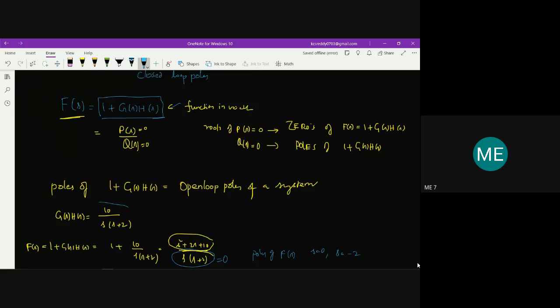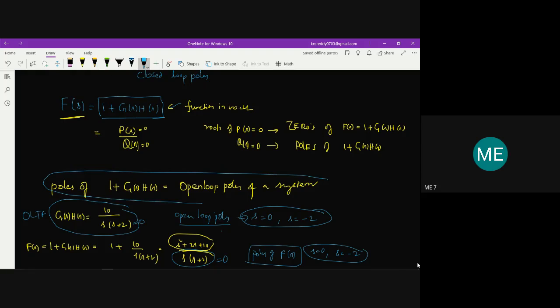Similarly, this is what you can call the open loop transfer function. So what are the open loop poles here? If I equate the denominator of this open loop transfer function to 0, s is equal to 0 and s is equal to minus 2. So if you look here, this and this are the same. It means that poles of F(s) are equal to the open loop poles of the system. That's what I have written here.